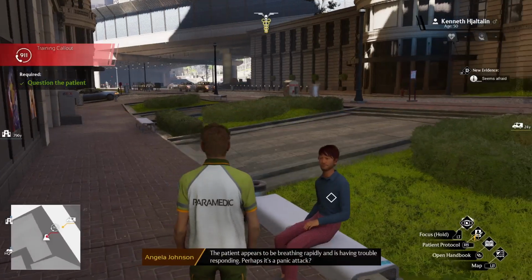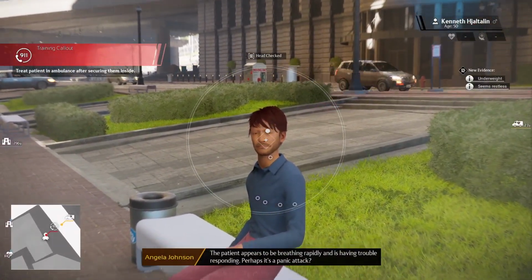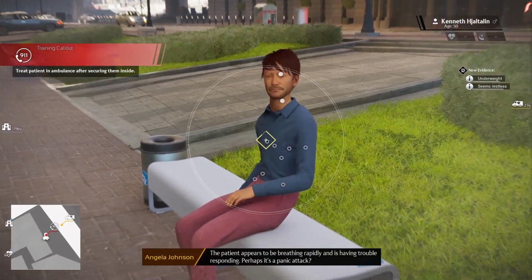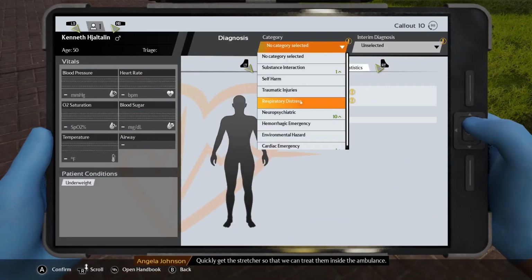The patient appears to be breathing rapidly and is having trouble responding. Perhaps it's a panic attack? Quickly get the stretcher so that we can treat them inside the ambulance.